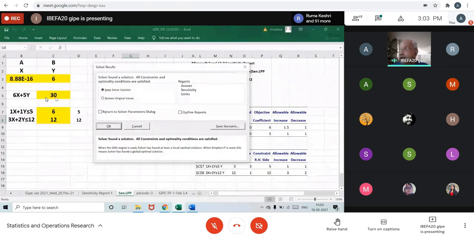How much do I have here? 30, sir. Earlier, how much was it? 27. What is the difference? 3, sir. 3 is the shadow price. Got it, sir. Thank you.